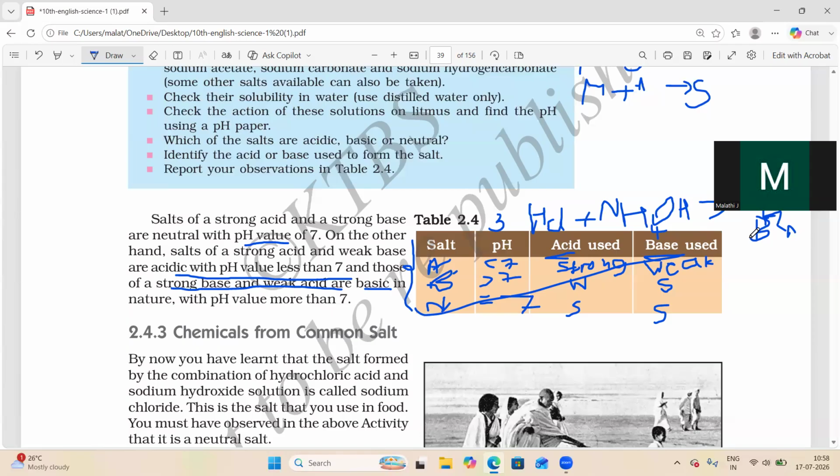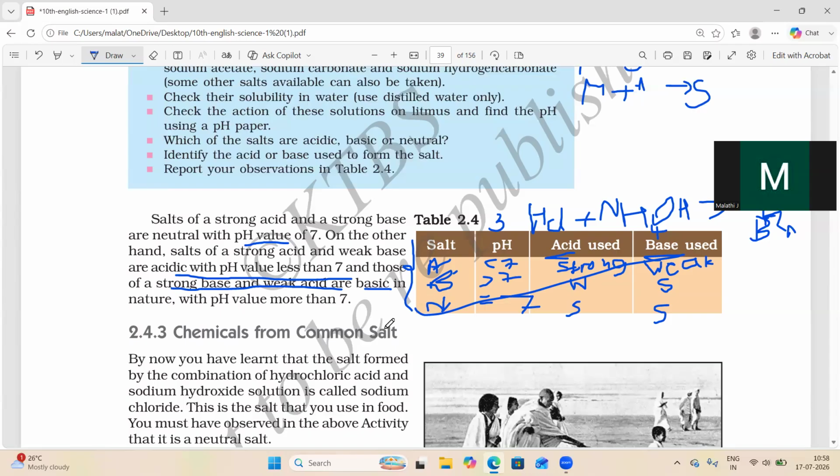If you come to the basic salts, you have to take a strong base. Strong base, basic salts, what you will take as the strong base is NaOH. Then the weak acid is H2CO3. You will get sodium carbonate, which is a basic salt.